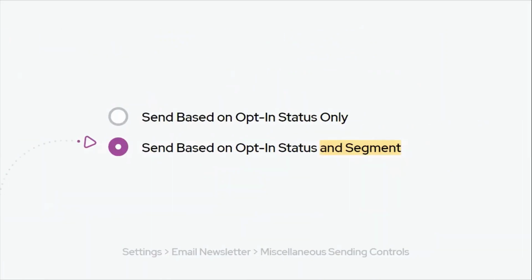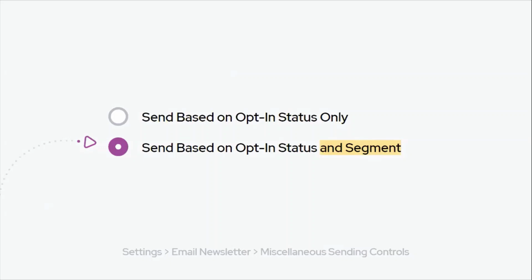Oh, it's all good. So this is going to be found in the settings section under the email newsletter tab, under miscellaneous sending controls. It's just a simple radio button option. There are two options, and the default is send based on opt-in status only. That's based on whether someone has email newsletters and blast, or if they're blast only. The second option is to send based on opt-in status and segment.